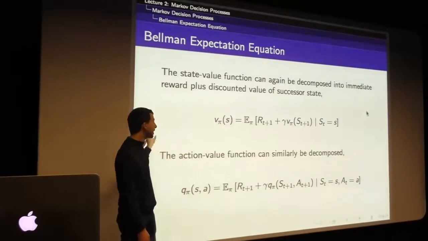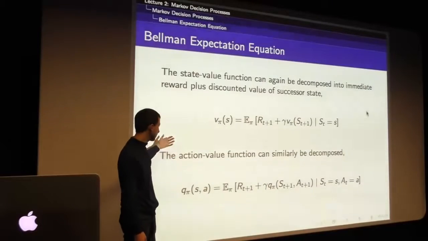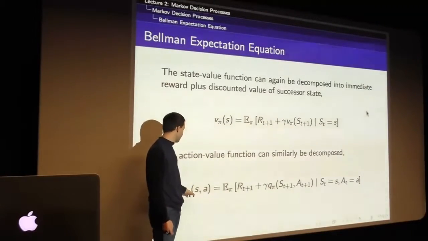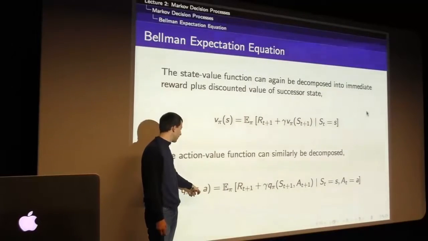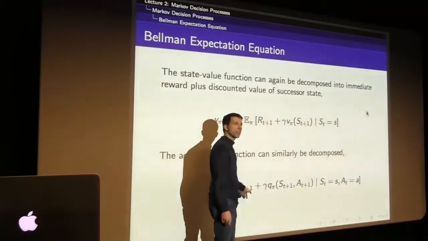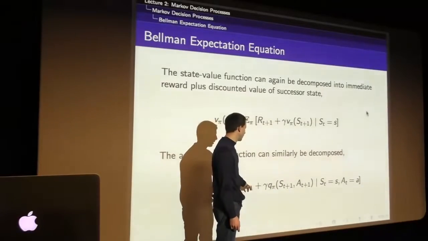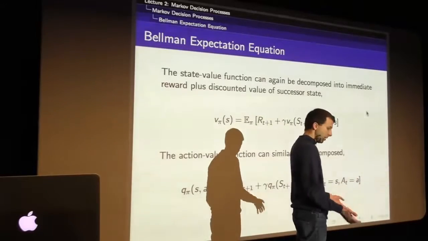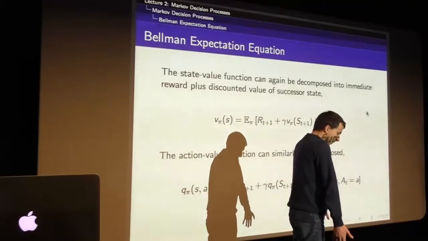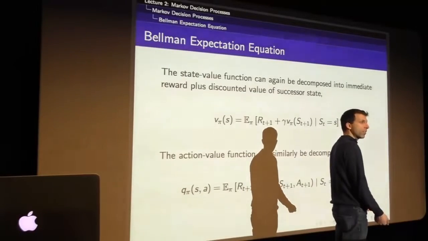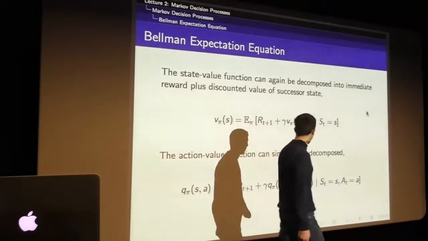We can do the same thing with the action value function, with these Q values. This basically tells us that if I'm in one state and I take an action from there, then I'll get some immediate reward for that specific action. And then I'll look at where I end up, and I can ask, what's the action value of the state that I end up in under the action that I would pick from that point onwards? Okay?